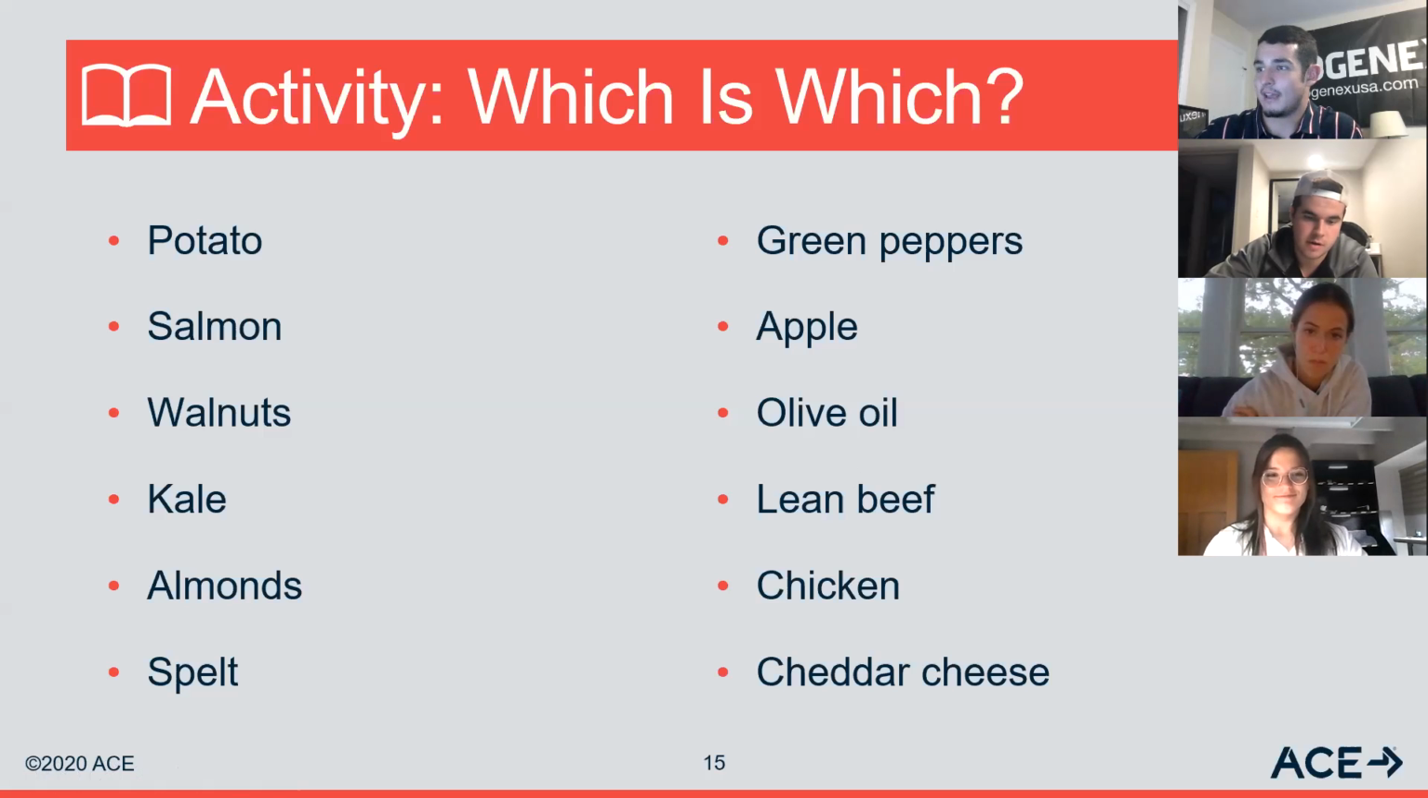Kale. What do y'all think about kale? Vegetable. Yep, leafy green, nice and nutrient dense. Almonds. Like a protein, carb, lipid. Yep. I don't even know what spelt is, so I'm not even going to ask that. It seems like a fake word if I ever saw one, but let's go with it. Oh, it's a grain. I just Googled it. Really. Yep. I'm going to have to look into that.